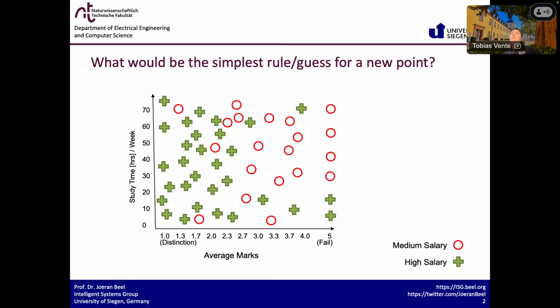students. But if you would need to classify this plot in general, and you have a random new data point that appears, can you see any kind of rule that could help you classify them as a high or medium salary job?